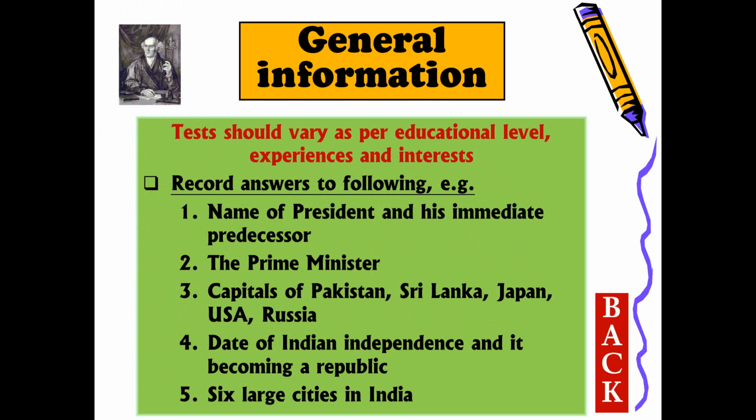Now there can be a record. You can ask for answers of the following, like the name of the president of India, then who was president before him, the name of the prime minister, capital of Pakistan, capital of Sri Lanka, Japan, USA, Russia. You can modify the list. Then the date of Indian independence, on what day India got independent and what date it became a republic. Then name 6 large cities of India. So we call it general knowledge outside, but here we call it general information.